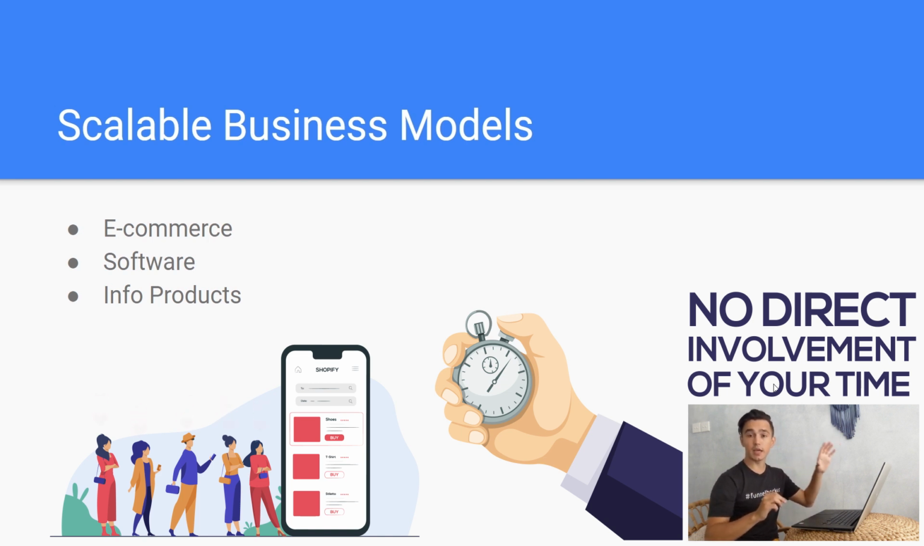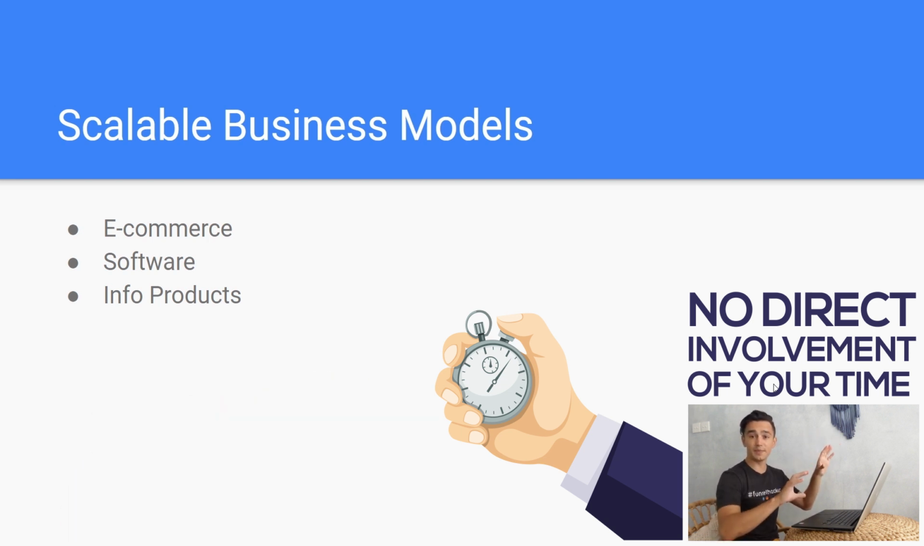You have ads running. The ads bring people to your website. The website does all the conversion. And then the supplier or the warehouse does the fulfillment, sends the product to your customer. So you create this system, it's scalable because your time is not directly involved. Your time was only put into setting up the system.